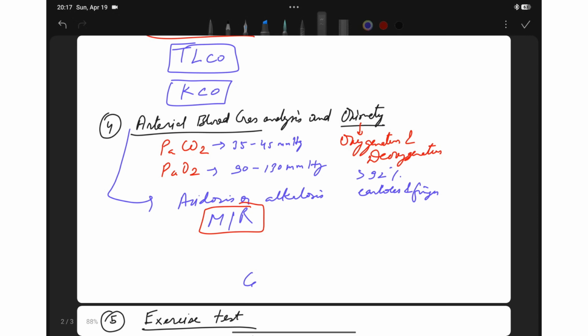Let me correct this. This is 113 mm of Hg. And this one too, it is more than 95%.